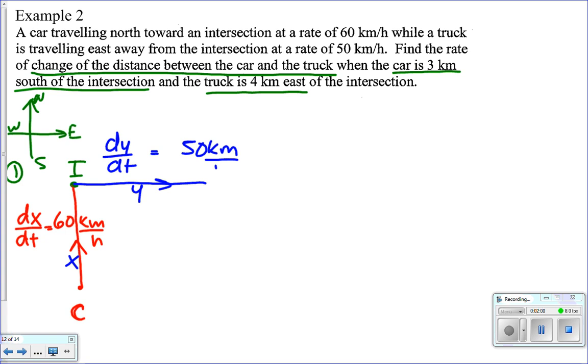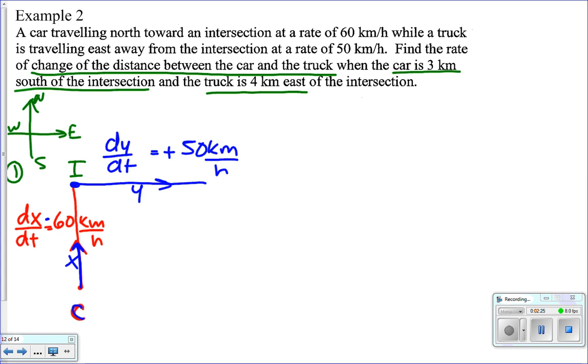But one thing you always want to do is make sure your signs are correct. Notice the car is moving towards the origin or the reference point. Okay? The truck, however, is moving away. So if it's moving away from an origin, then the rate of change is going to be positive. If I'm moving towards the origin, it's going to be negative. So this value is actually getting smaller while this value is getting bigger.